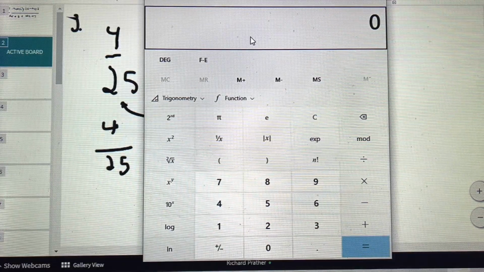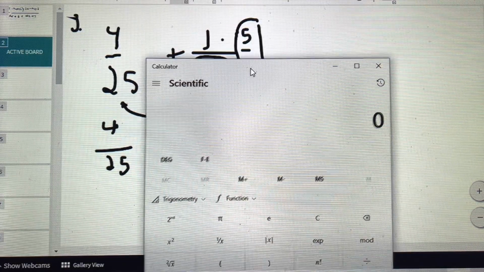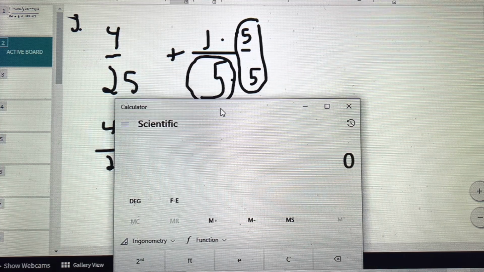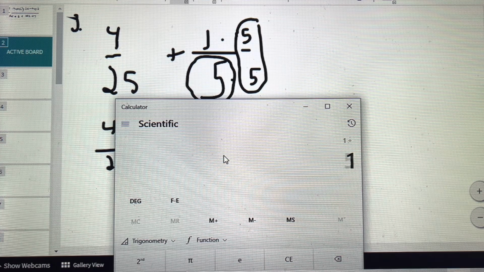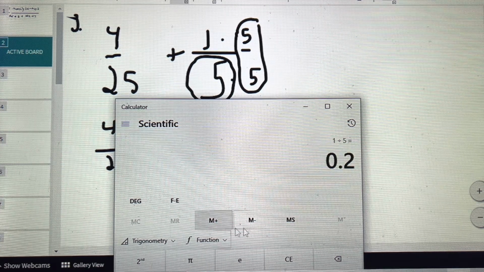If you type into a calculator 1 over 5, 1 divided by 5 is a decimal of 0.2.